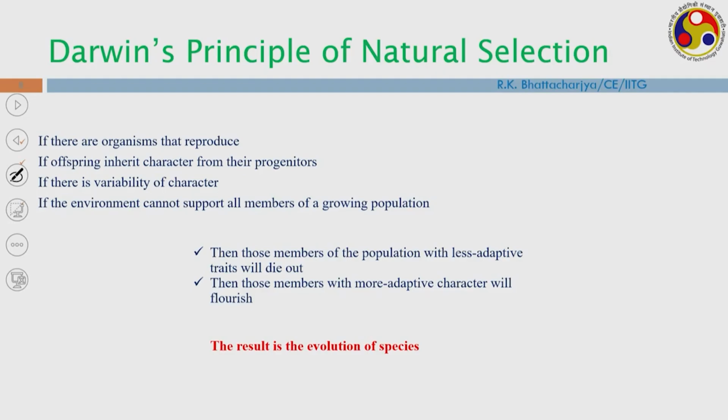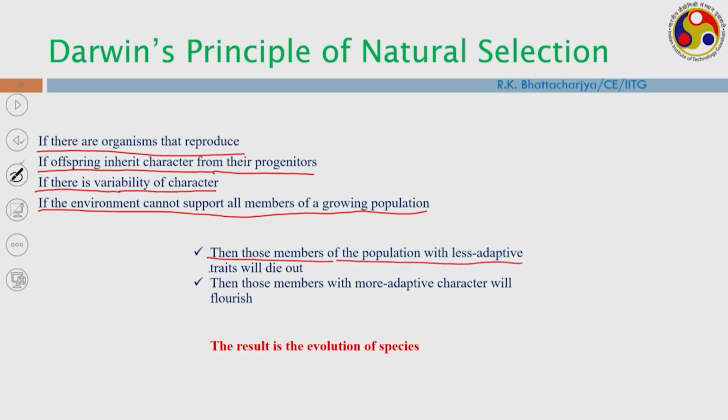Now, what is Darwin's principle of natural selection? The principle says, if there are organisms that reproduce, if offspring inherit characters from their progenitor, so whatever characteristics they have, they inherit from their parents, if there is variability of character, so whatever the character of each individual of the population, and if the environment cannot support all the members of the growing population, then what will happen? Those members of the population with less adaptive traits will die out.